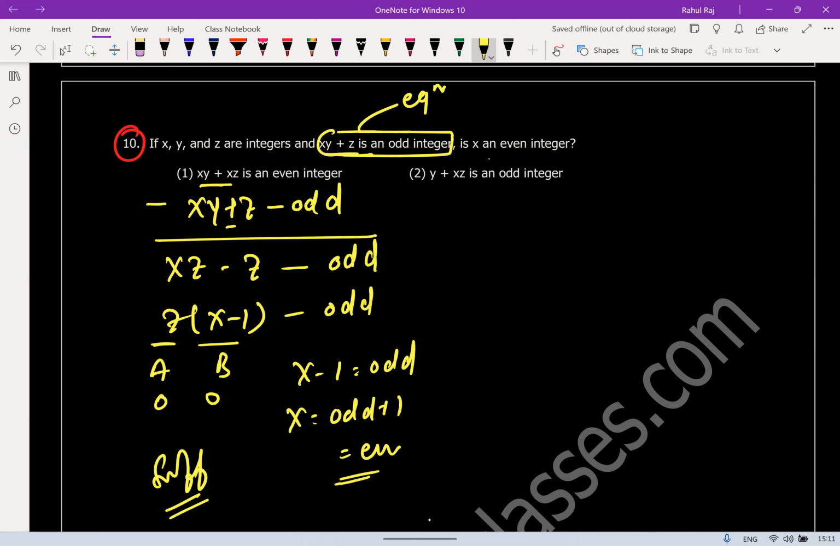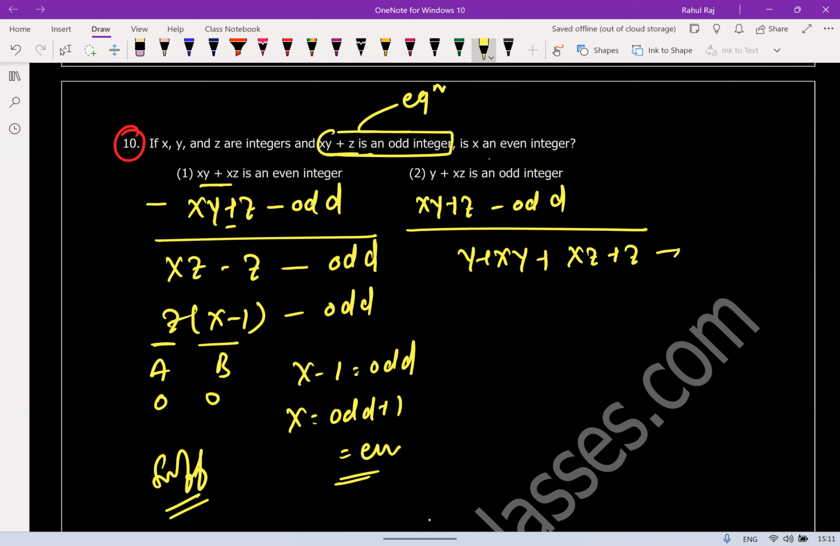Now I'll do exactly the same thing with statement number 2. That y plus xz is an odd integer and xy plus z is again an odd integer. If I use these two equations and subtract, nothing is happening. So I'll simply add it. You can add, you can even subtract, it doesn't matter at all. So what I'm doing is y plus xy plus xz plus z.